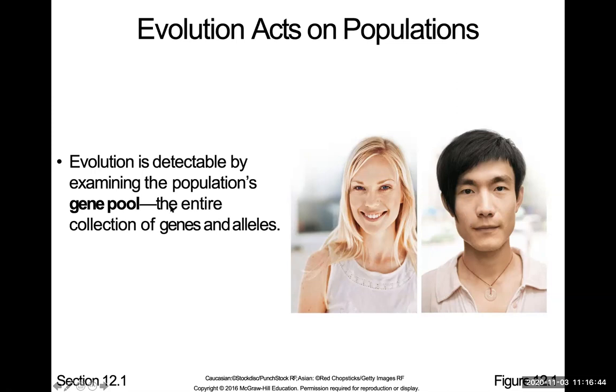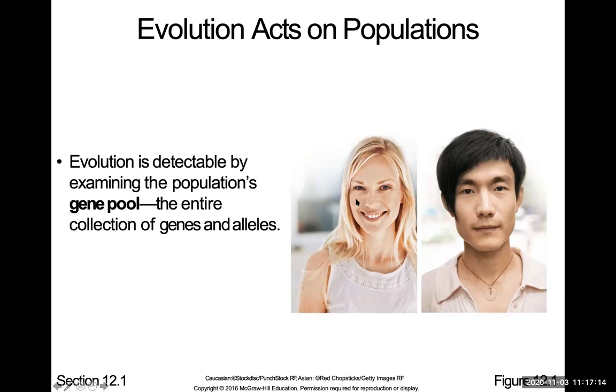So the gene pool for the San Jose population is going to have alleles for blonde hair and blue eyes, whereas the gene pool for the Asian population in Asia is going to have darker hair allele, darker skin allele, different features. So if there's no mixing of these two populations, then these are the only alleles available in San Jose, and these are the only alleles available in Asia. So the entire collection of genes and alleles.